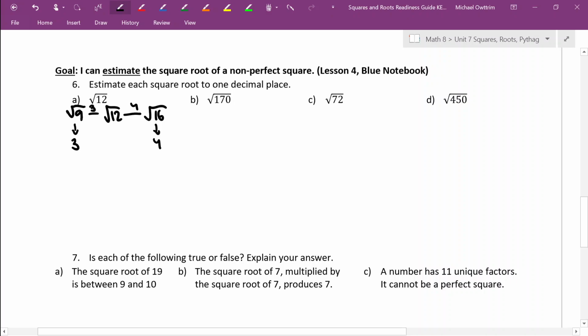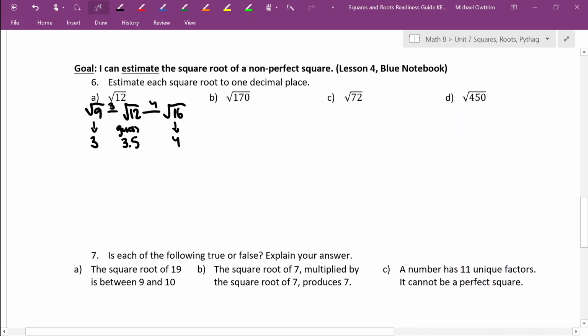So the square root of 9 is 3, square root of 16 is 4. I'm going to guess that the square root of 12 is about halfway between 3 and 4, so I'm going to guess 3.5. Now I need to check my guess by multiplying 3.5 by itself or squaring it. I should get an answer that's within 0.5 of 12. So 5 times 5 is 25. 5 times 3 is 15, plus 2 is 17.